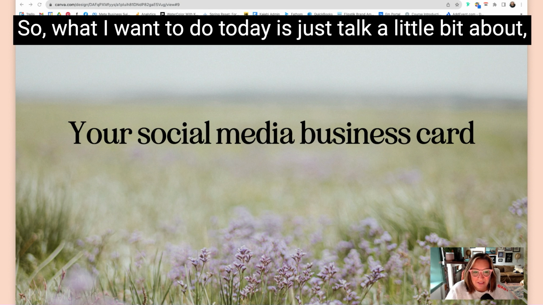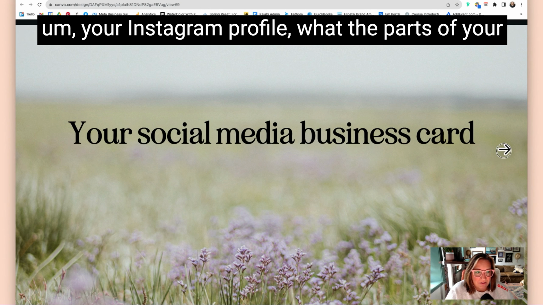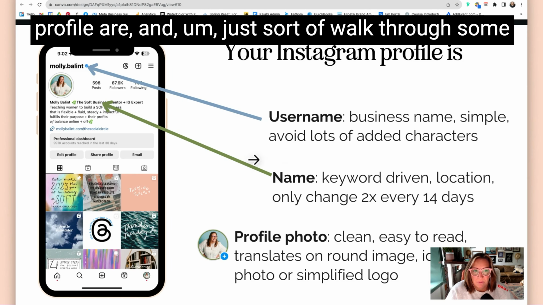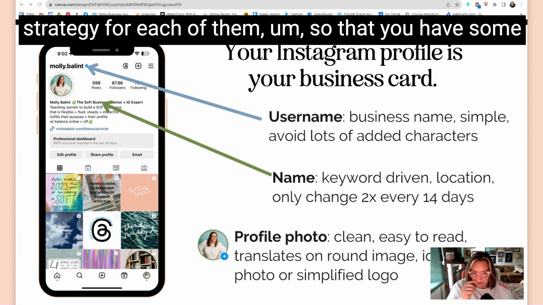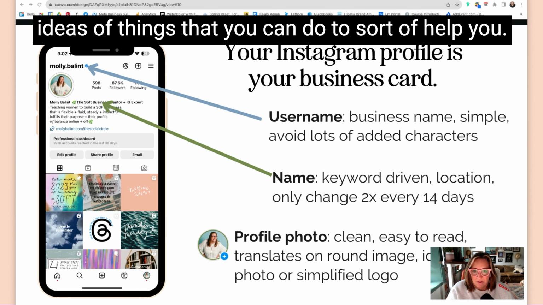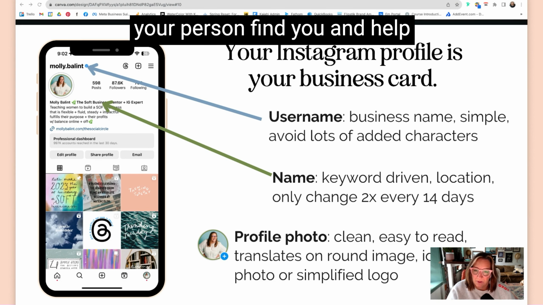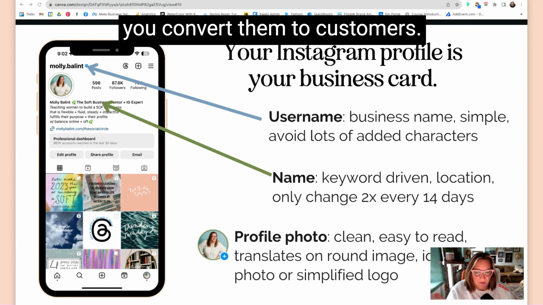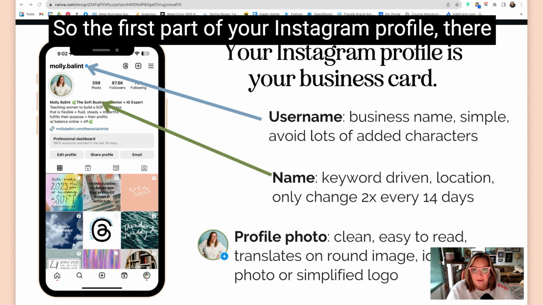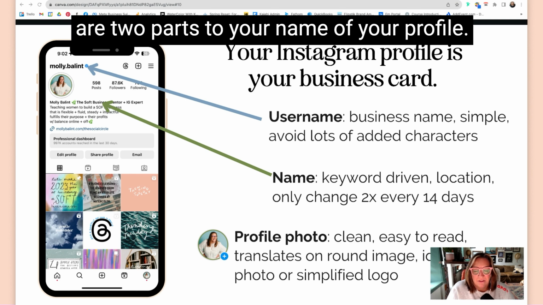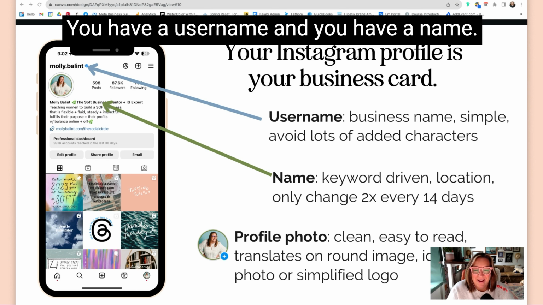So what I want to do today is talk a little bit about your Instagram profile, what the parts of your profile are, and walk through some strategy for each of them, so that you have some ideas of things you can do to help your person find you and help you convert them to customers. So the first part of your Instagram profile: there are two parts to your name. Instagram makes this really confusing. You have a username and you have a name.